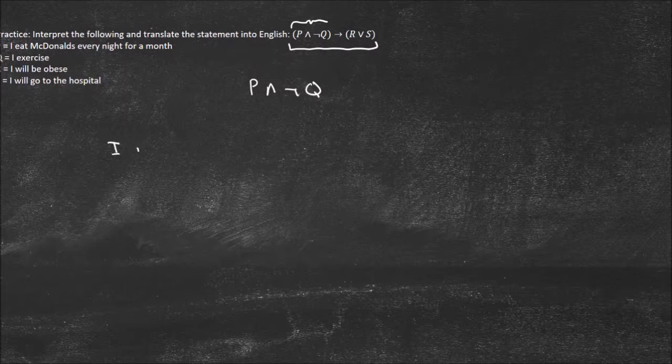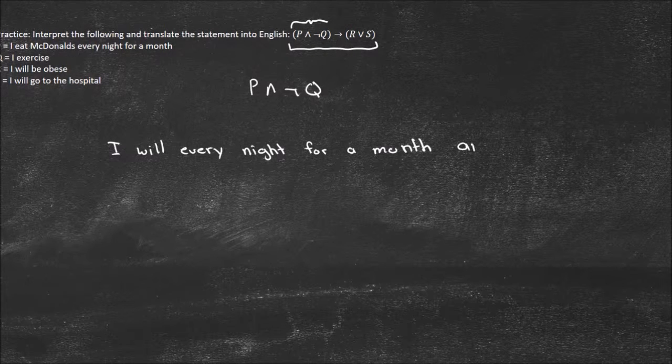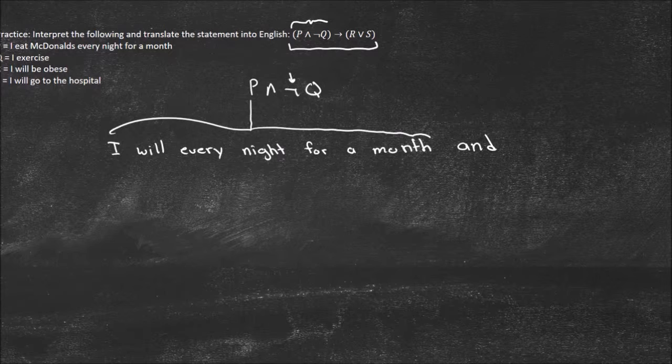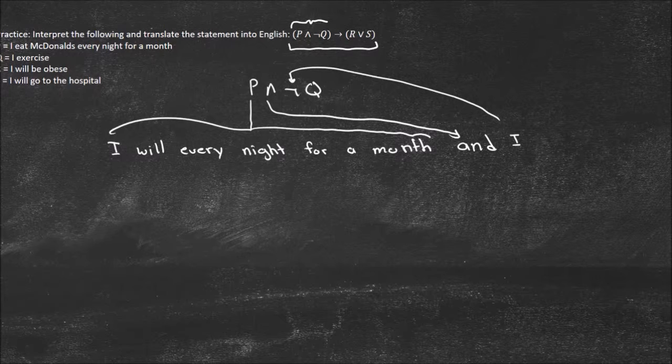So P is I will eat McDonald's every night for a month. I'm just putting that instead of P. And then that's that and. So that's there. And then P is this whole thing here. And now what's this not? This symbol, let me make this go to the and. That's the and. And now the not symbol here, that just means and I will not exercise, right? Because Q is I exercise. If I'm not exercising, I'm writing that as I will not exercise. So that's the first part of our statement.